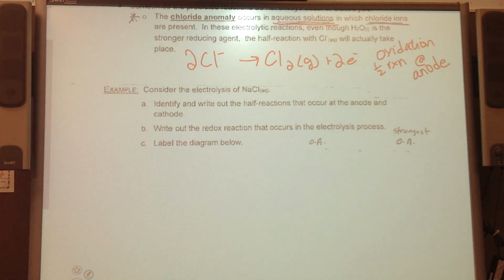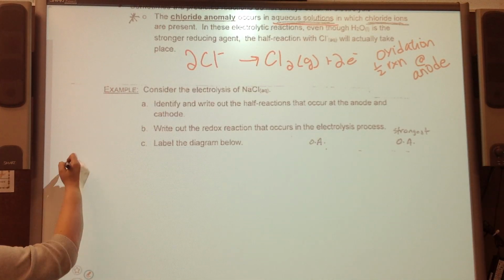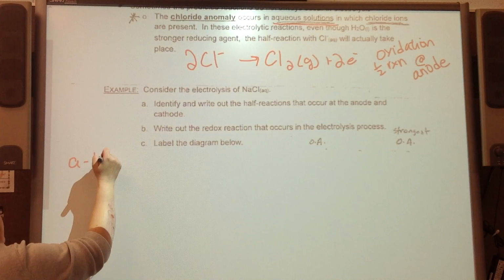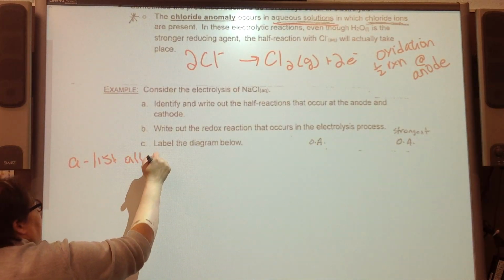So let's look at an example of that. Consider the electrolysis of sodium chloride. Identify and write out the half reactions that occur at the anode and cathode. Write out the redox reaction and label the diagram. So, A, list all species.